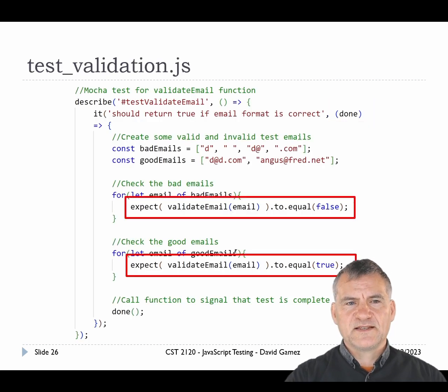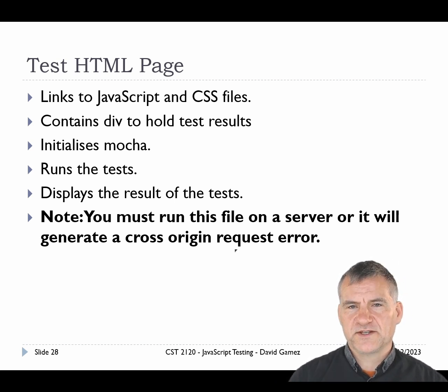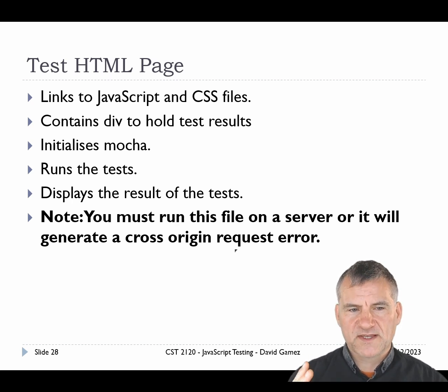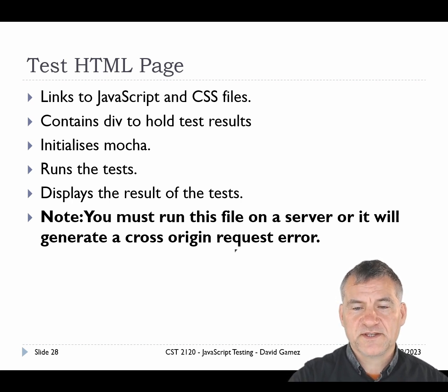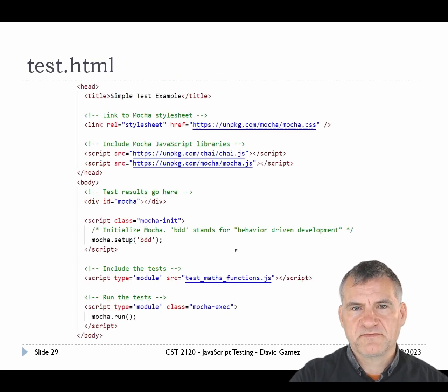So this test validation is our testing code. To actually run it, this is client-side code. We're going to build a test HTML page that has links to the JavaScript and CSS files, has a div to hold the test results, and initializes Mocha, runs the test, and displays the results. This test has to run on a server, otherwise you're going to get a cross-origin request error, and I'll show you what that means.